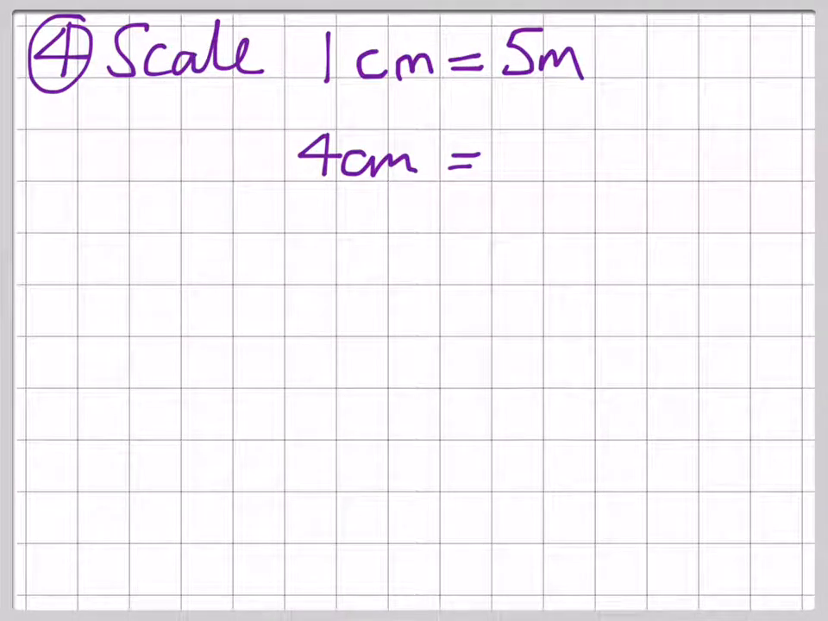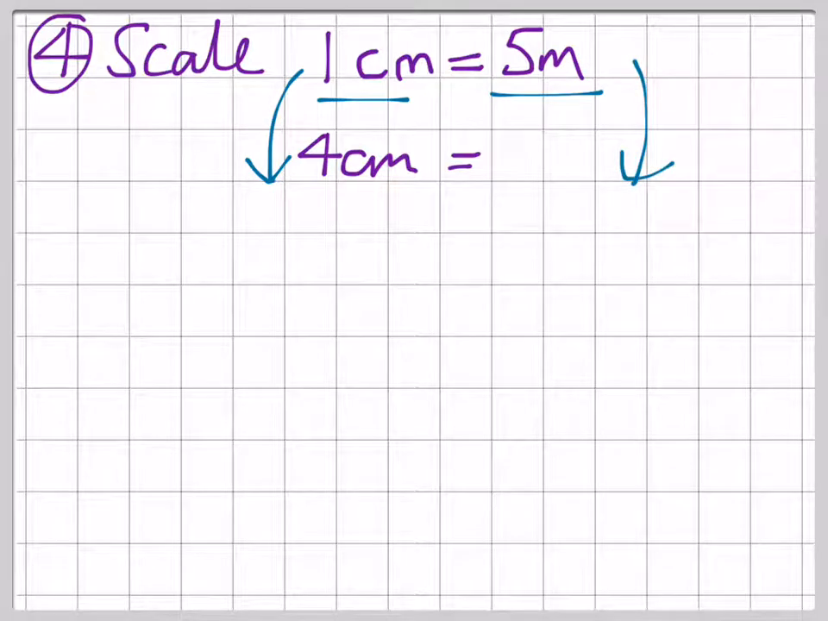Next, number 4 is a scale question. We have a scale on a plan that says 1 centimetre on the plan represents 5 metres in real life. So if we've got a 4 centimetre line on the plan, we have to work out what that means in real life. Well, to go from a 1 centimetre line on a plan to a 4 centimetre line, we've made that line 4 times longer. So that means in real life, the object would be 4 times longer. So we get 20 metres as our answer.